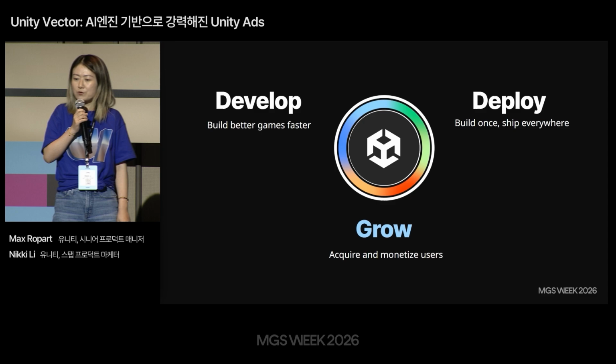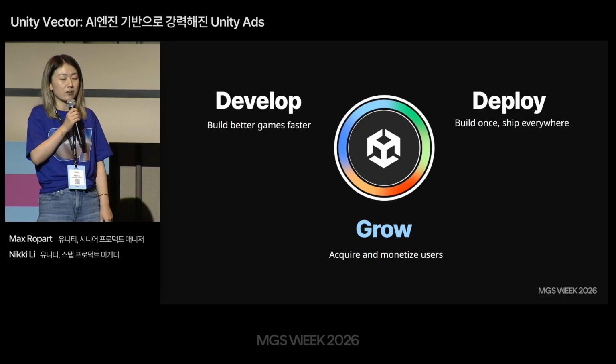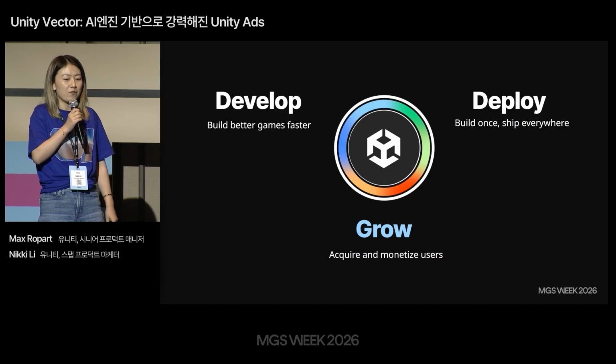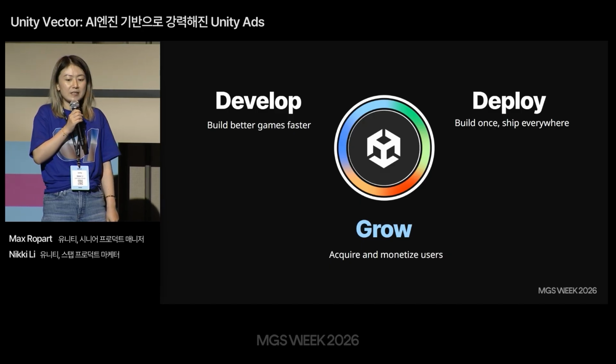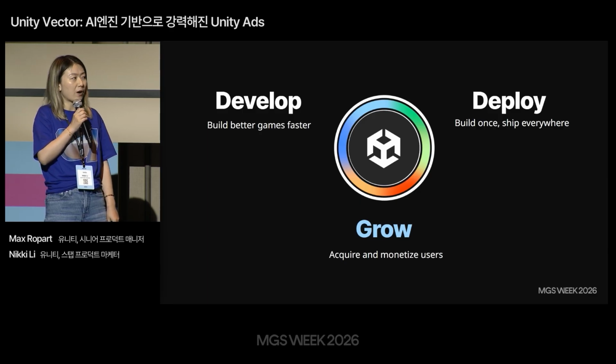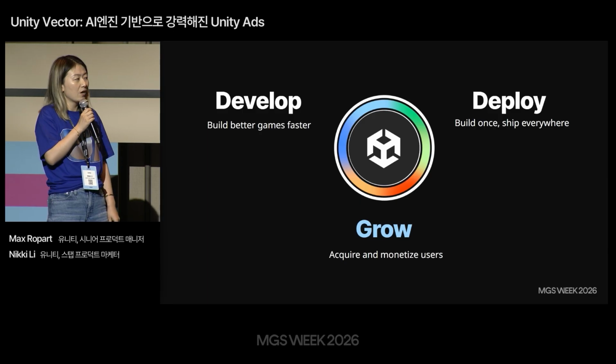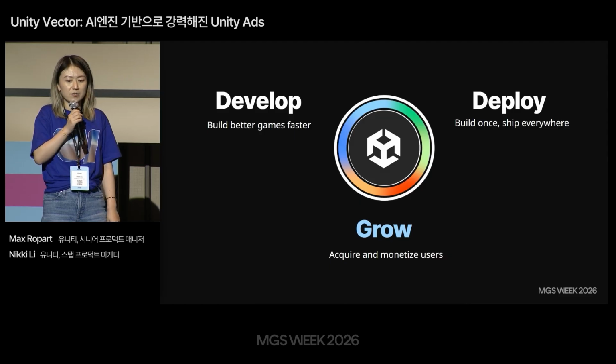So every studio's path looks different, but the arc is the same. From the day you first install the Unity editor, to the day you're operating a live game with millions of players, Unity is there to support the whole journey for you. It breaks down into 3 parts. Firstly, develop. We help you build better games faster.